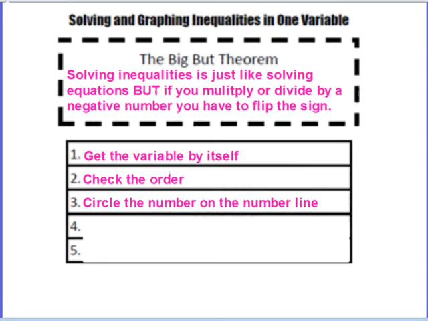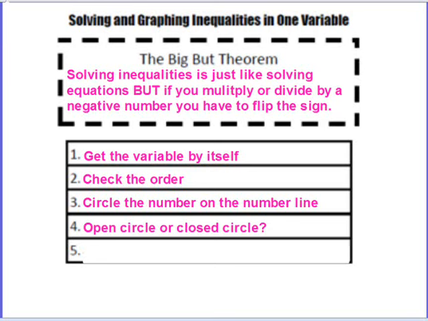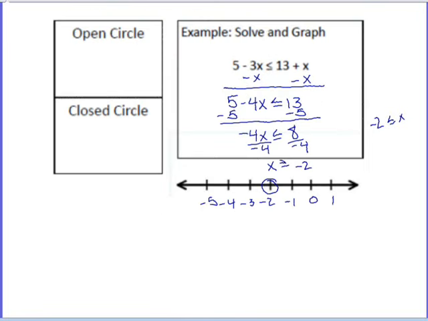Then, step 4, I have to decide whether it should be an open circle or a closed circle. So if we go back here and look, open circle means that negative 2 is not included. So would negative 2 be a solution to this inequality? If I had negative 2 is greater than or equal to negative 2, is that a true statement? Well, yeah, it is. Negative 2 is equal to negative 2, so this is a true statement. An open circle would be if negative 2 was not a true statement, and the only way for that to happen is if the or equal to part was gone. So if I had negative 2 is greater than negative 2, that would not be true.